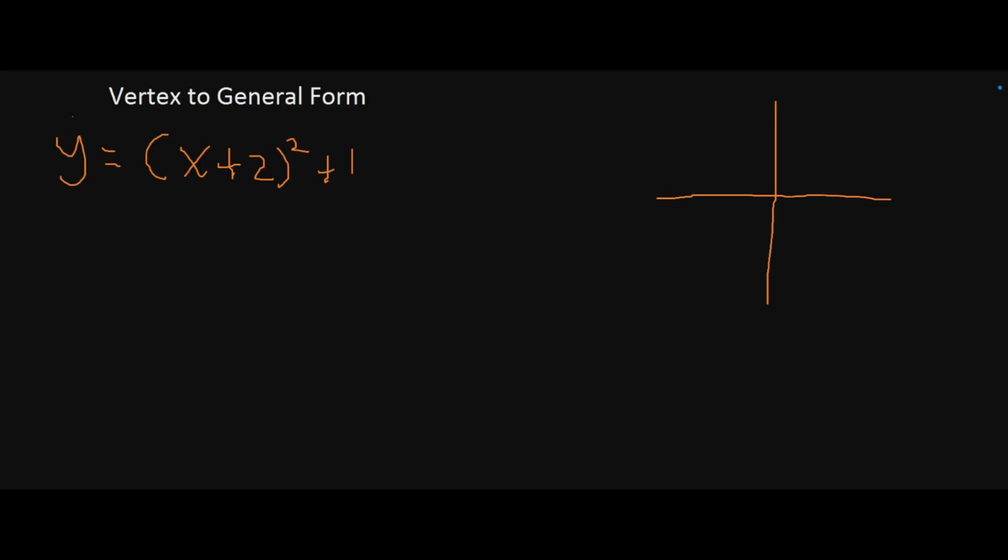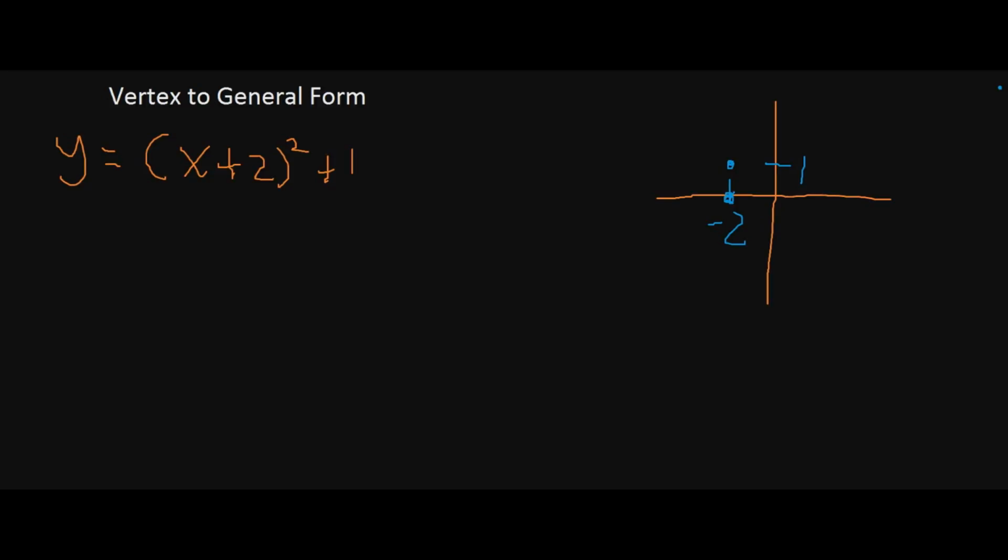My name is Oso and I'm here to give you a guest feature on how to do problems like this. Here, the x plus 2 squared tells you whether you're going to move to the left or to the right. When it's x plus 2, just like you saw with the other equations, this is going to be negative 2. And the plus 1 tells you to move up 1. So that tells us our vertex.